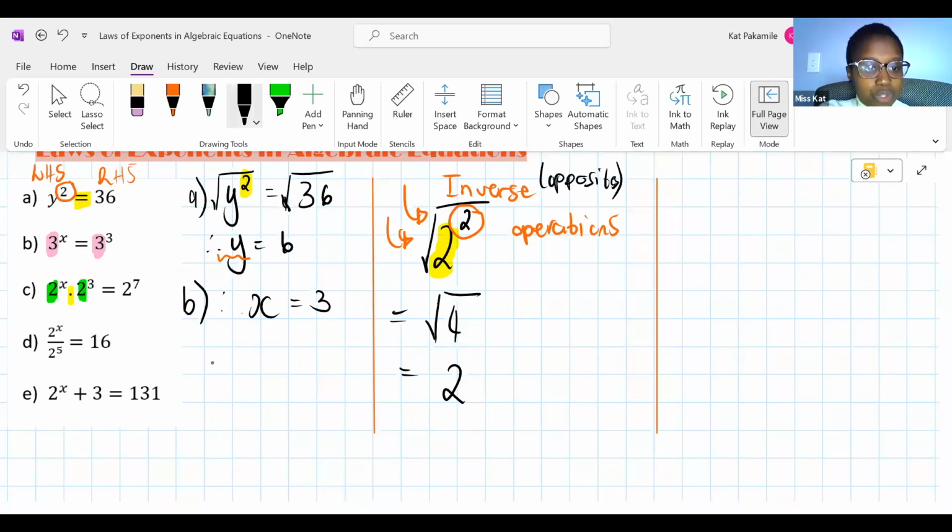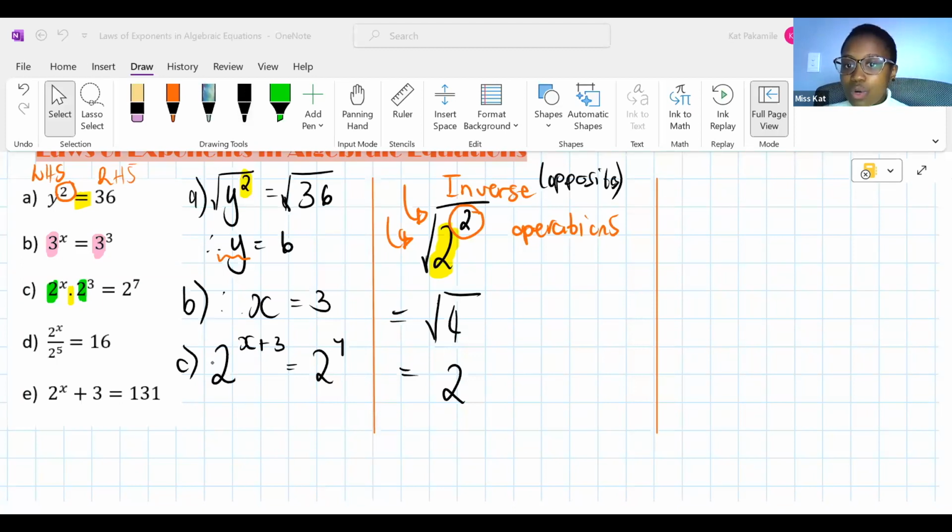So we're on number C. So it's going to be 2. So you keep the base. It's going to be 2 to the power of x plus 3 equals 2 to the power of 7. Now what? Yes, beautiful, guys. It is law number 1. Kuputsa also has the answer, but Kuputsa has to tell us how they got the answer.